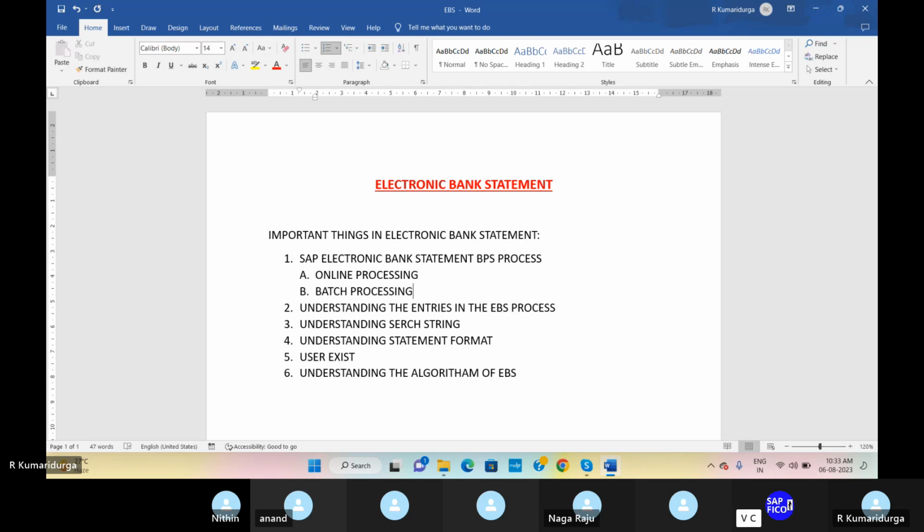So these things are mandatory. I will discuss these things in the electronic bank statement configurations. Don't worry, just understanding these points is very, very important.